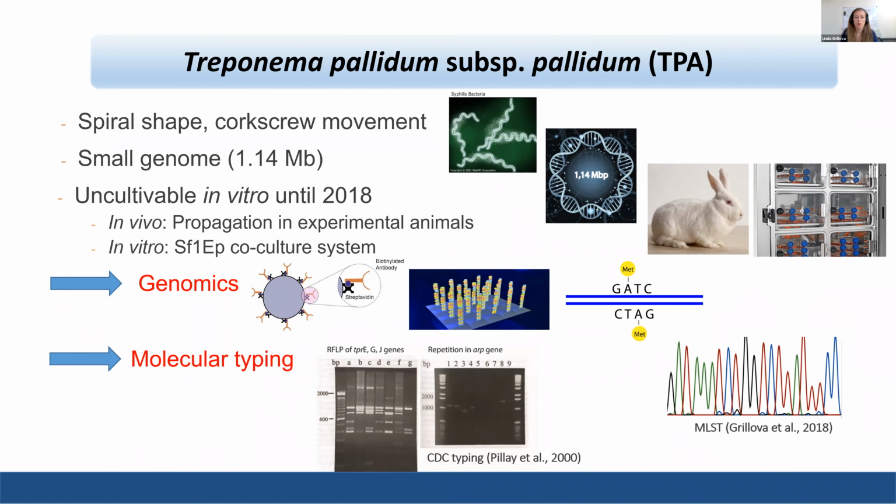So you can also imagine that molecular typing is a really powerful tool in this research. It has been, and it still is. Currently, there are 2 typing schemes. CDC typing, which was introduced in the year 2000, is based on restriction fragment length polymorphism of different genes, and on the number of repeats in the arp gene. And there is multilocus sequence typing, which was based on several genomes that were sequenced directly from clinical samples, and which was introduced only in 2018, because before we didn't have the genetic information that would actually reflect the real treponemes that are circulating in the real human population.